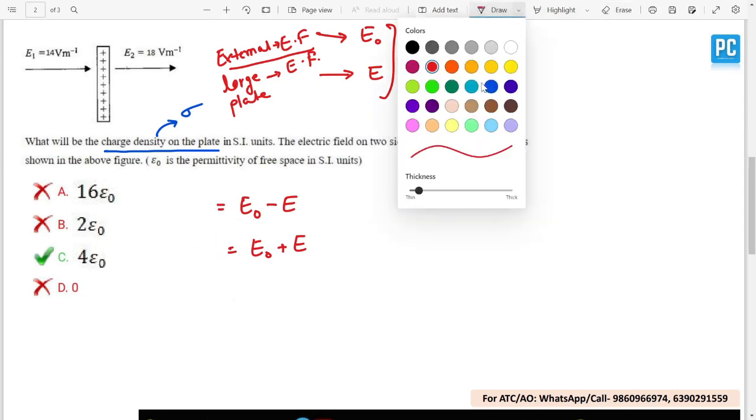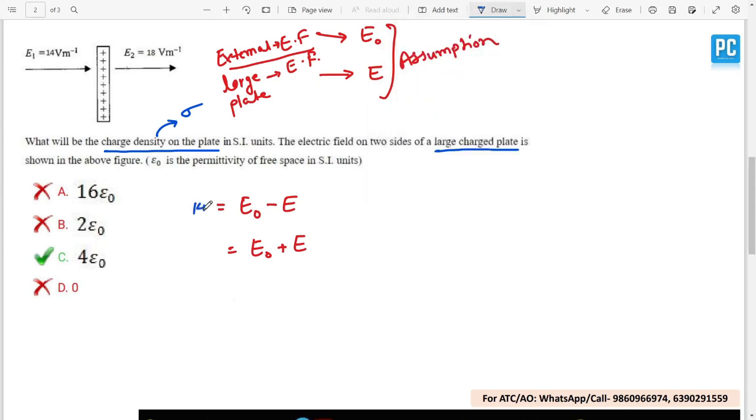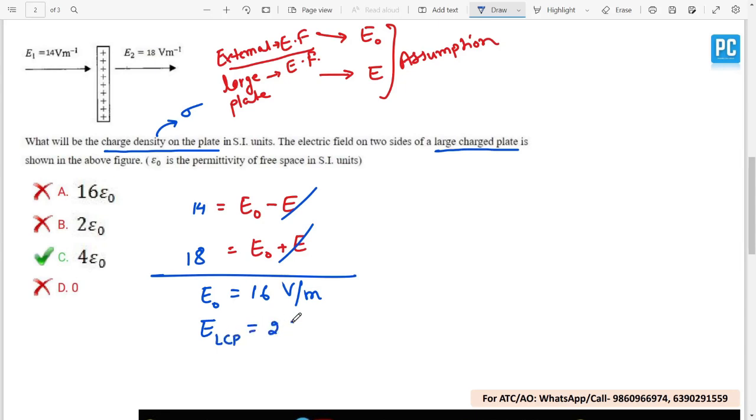So I had simply replaced it. This will become 14, this will become 18. When I added, this simply got cancelled, and E naught will be 14 plus 18, which is 32, and 32 divided by 2 is 16 volt per meter. So we had calculated E naught, the external electric field. Then by default, the electric field due to the large charged plate will become 2 volt per meter.